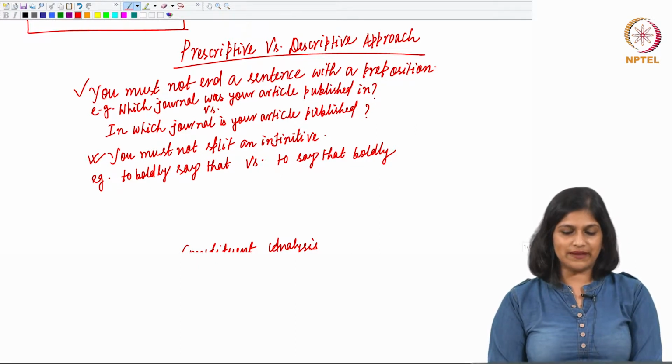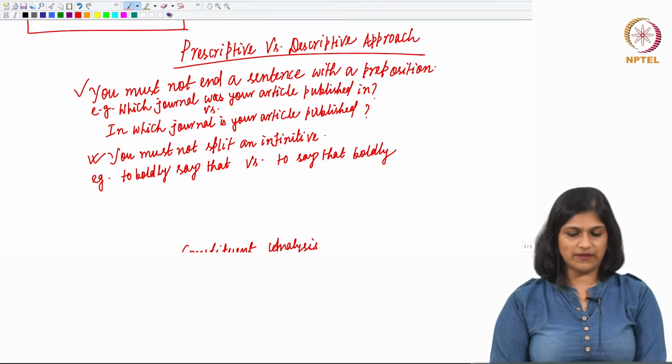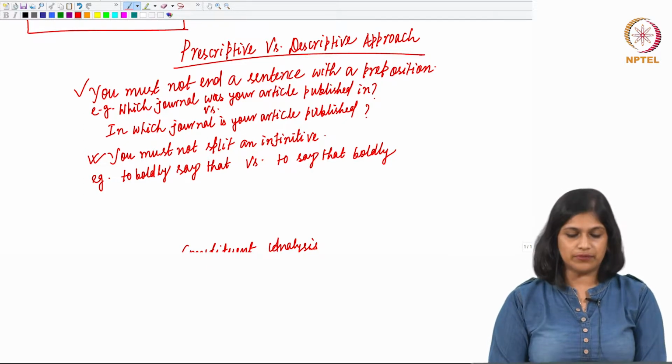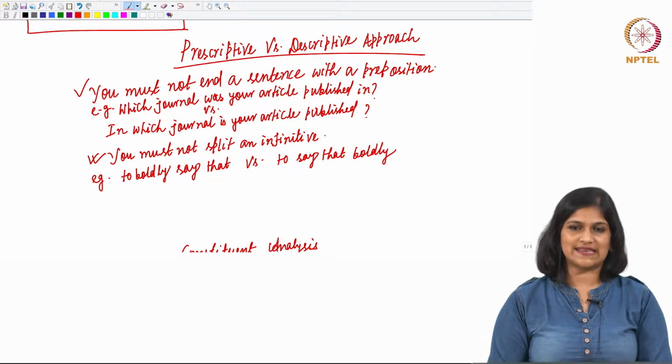The prescriptive grammarians, let us look at the example given over here on the board. To boldly say that. Let us say I am giving you a construction, it needs a lot of courage to boldly say that. So, to boldly say that would be an ungrammatical or a kind of weird construction for a lot of prescriptive grammarians. Rather, they would prefer to say it in this way, to say that boldly. So, to and say, the infinitive will never be split.